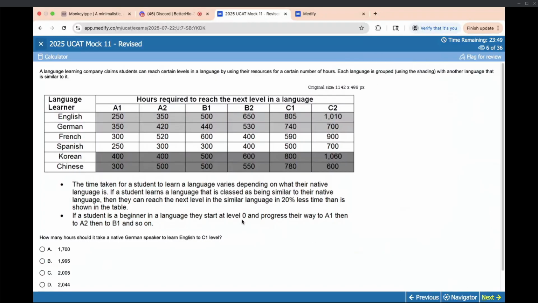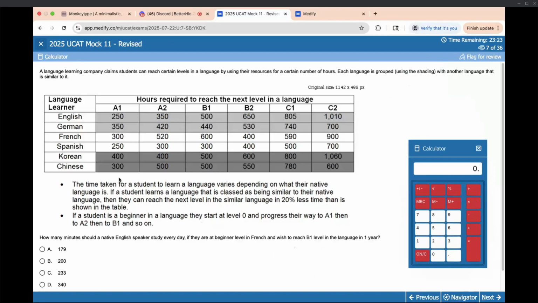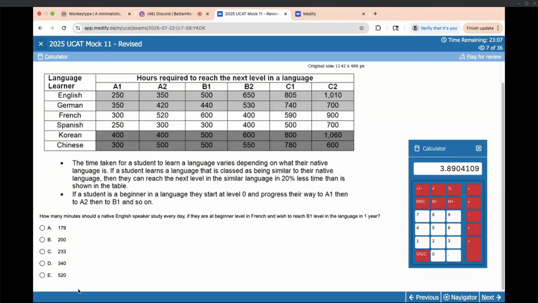1.6. 250 plus 350 plus 500 plus 650 plus 35. So 255 times 0.8. So 244. How many would progress to B1 level in a year? So it'd be 300 plus 520 plus 600. So 1,420 divided by 365. So 3.89 hours per day. And then times 60 is 233.